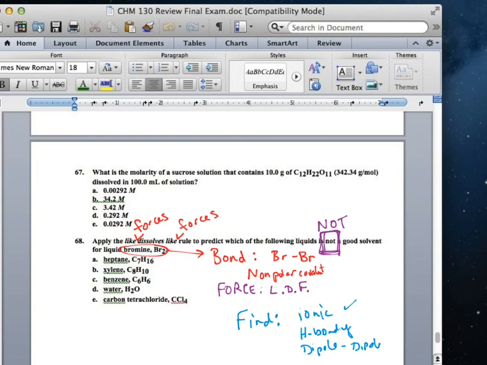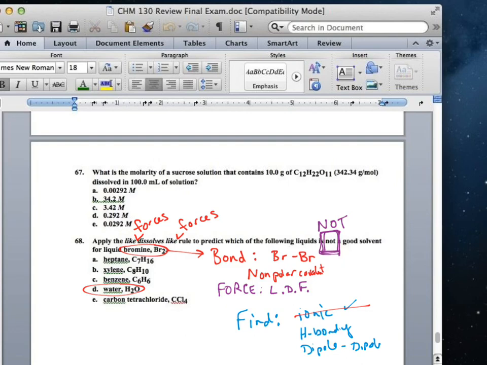How do we know we have an ionic force? Metal and a nonmetal. Do any of those compounds have a metal and a nonmetal? No. So ionic is not what we're looking for. The next one we would move to? Hydrogen bonding. How do we know we have hydrogen bonding? There's an H bound to oxygen, nitrogen, or fluorine. As long as that's there, we have a hydrogen bonding solvent, which means water is your answer. Make sense?